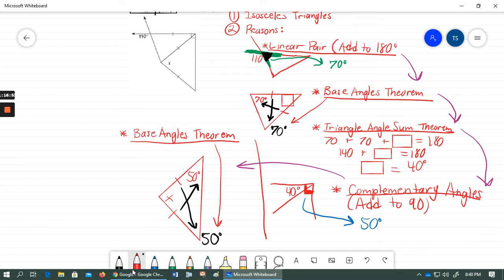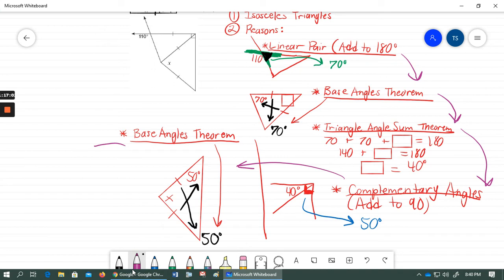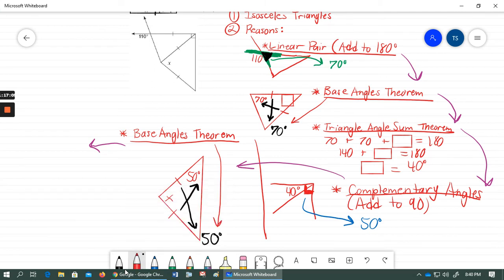Okay, and then guys, the very last thing that we need to do to find out what x is, use our triangle angle sum theorem. And that'll be the last thing, because all three of these interior angles need to add up to equal 180 degrees. Our last little reasoning here is the triangle angle sum theorem.